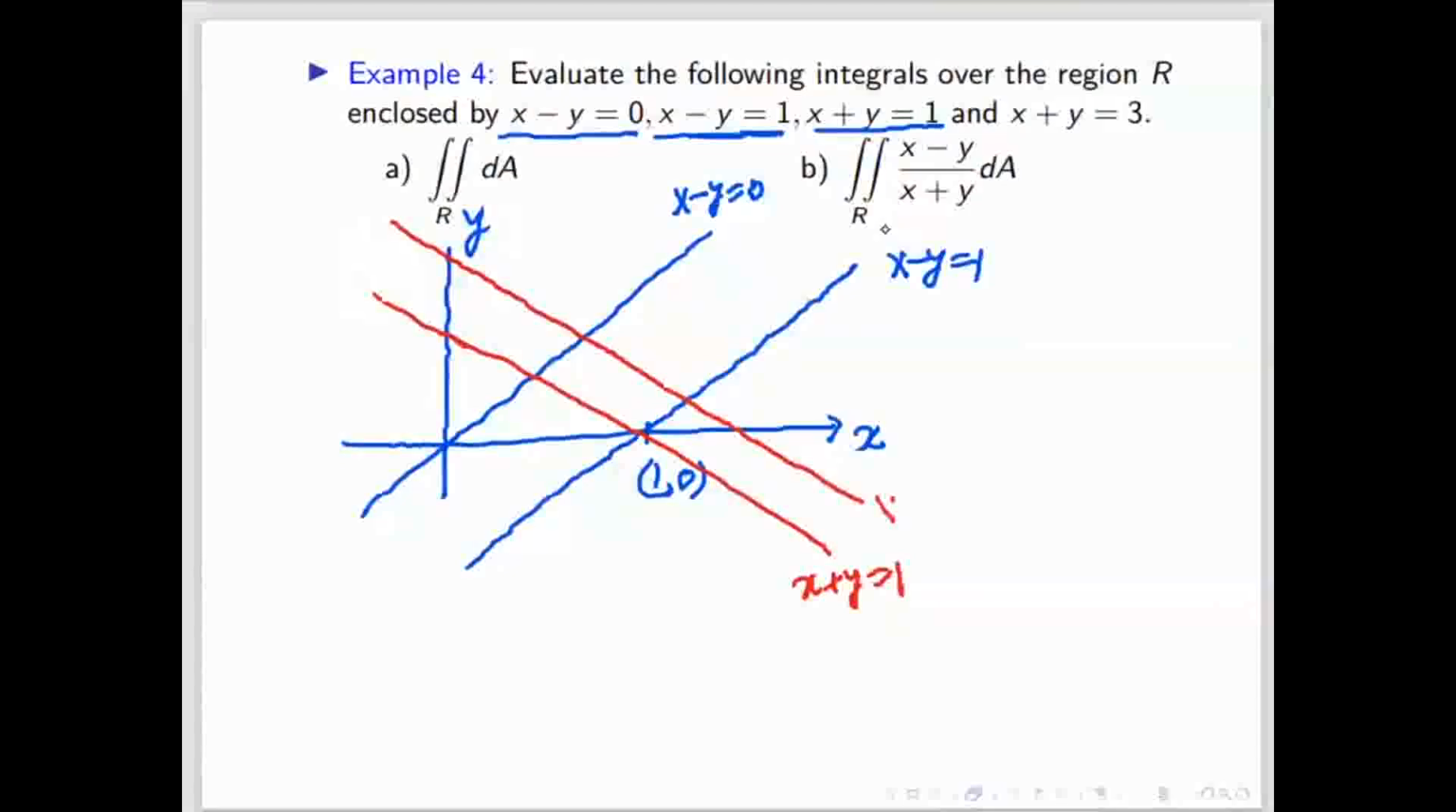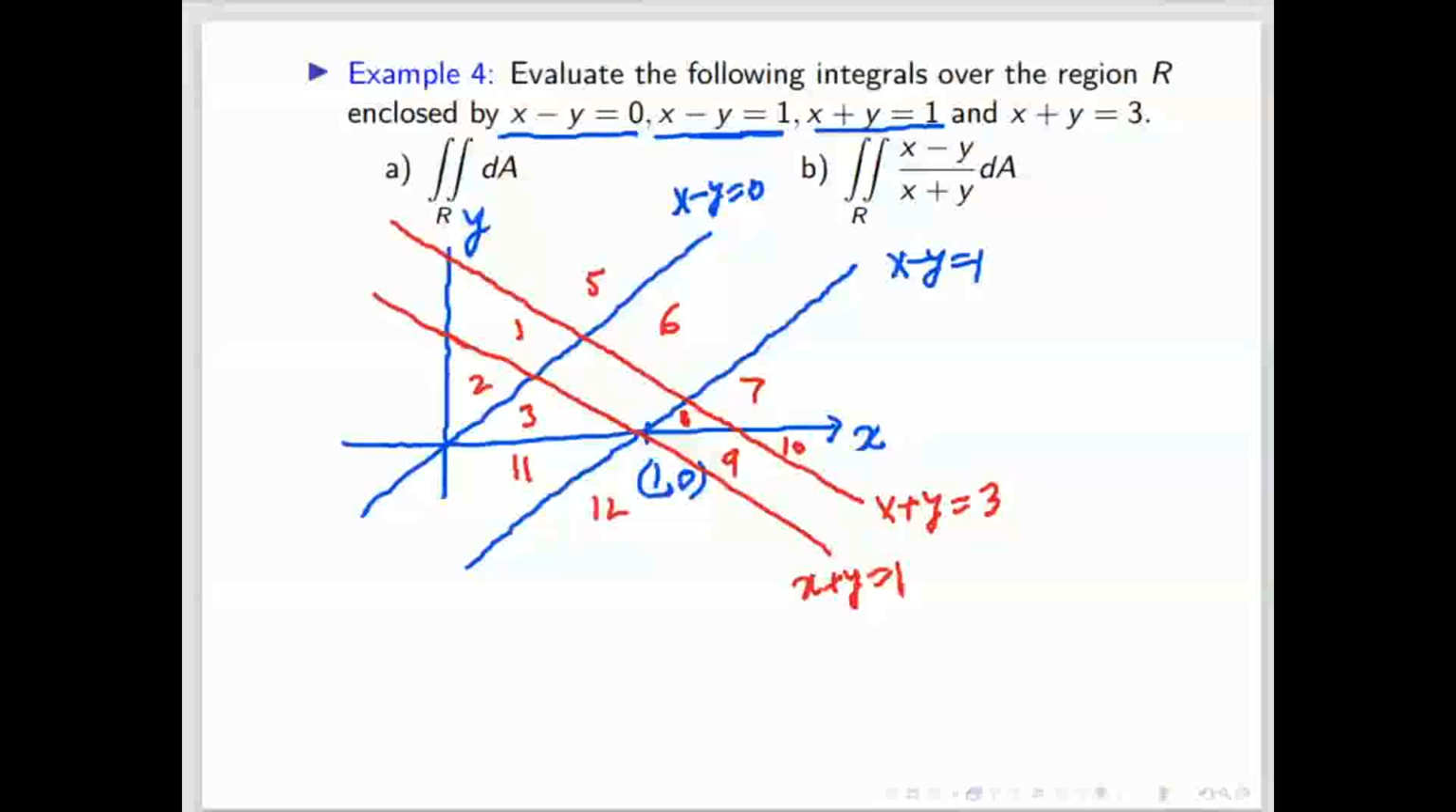So can anyone tell what will be the region covered by all these 4 lines? I am just giving some numbers: 1, 2, 3, 4, 5, 6, 7, 8, 9, 10, 11, 12. So which one is the region? 4, covered by all 4 lines. Okay, so now we have to calculate the area of region number 4.